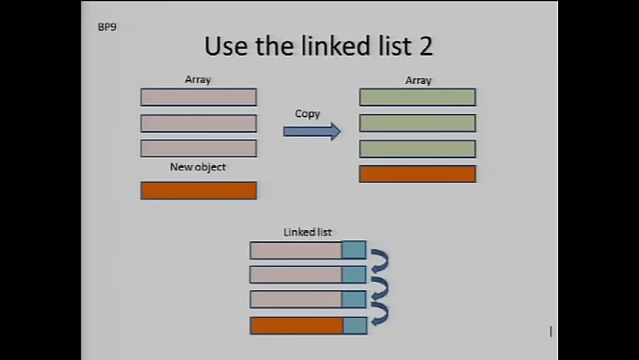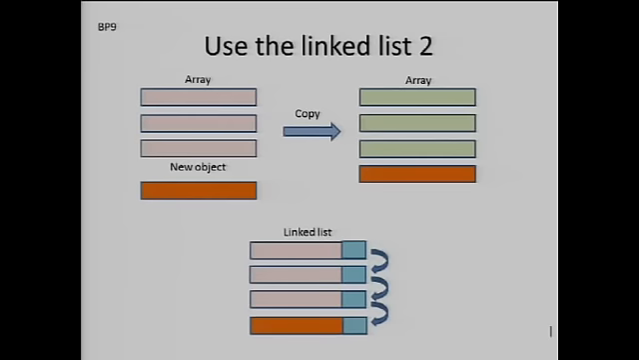You have an array, the pink part on the left, and you have a new object, the orange part. Inside, it will allocate a new array with a dimension to hold the original number of entries plus the new entry. And then it copies the complete stuff over of the old entries and adds the new line in there.